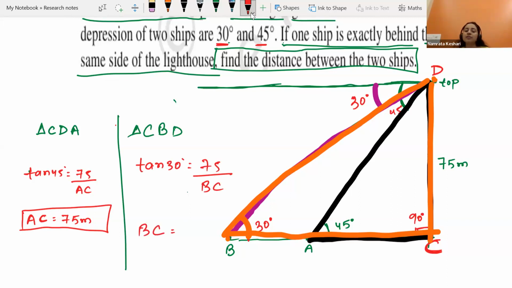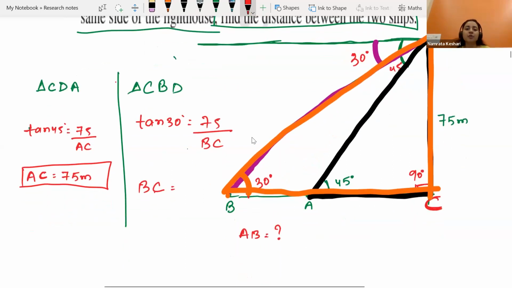Now can you tell me that with the help of BC and AC we will be able to find AB? Yes or no? Yes. BC means the complete distance, you know. AC means this much, this distance you know. So for the remaining you can do the subtraction. You can get AB, right? AB we have to find over here. You will be able to continue from here.